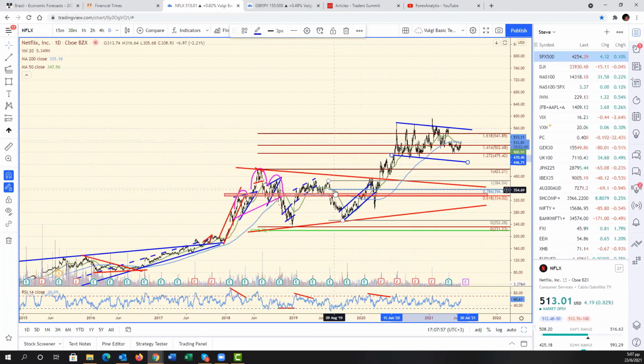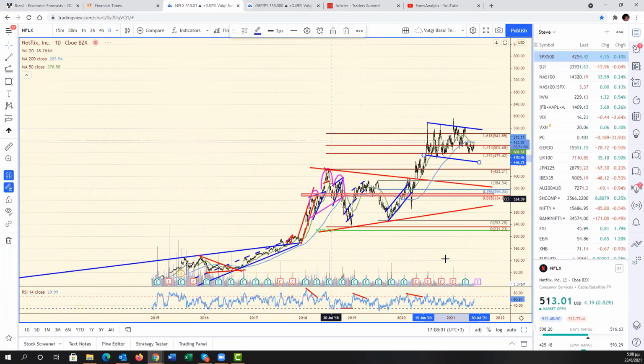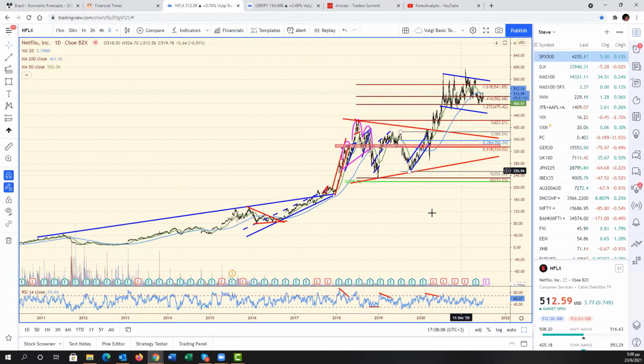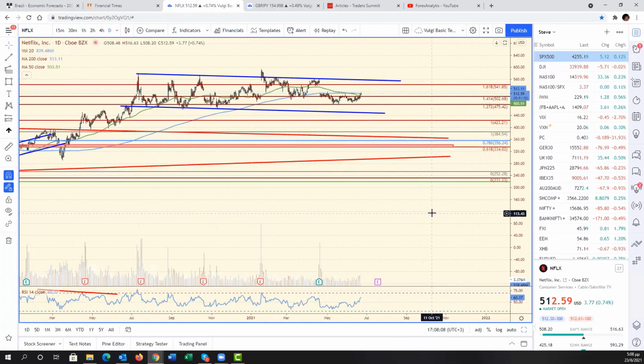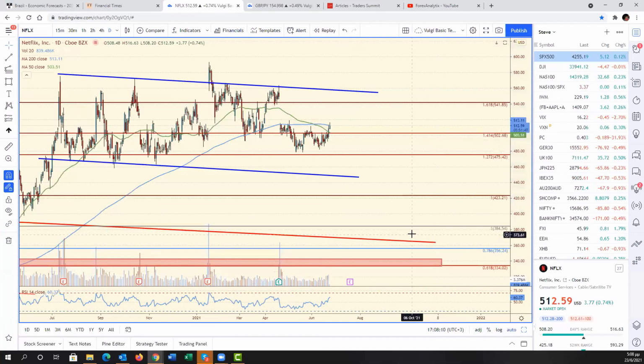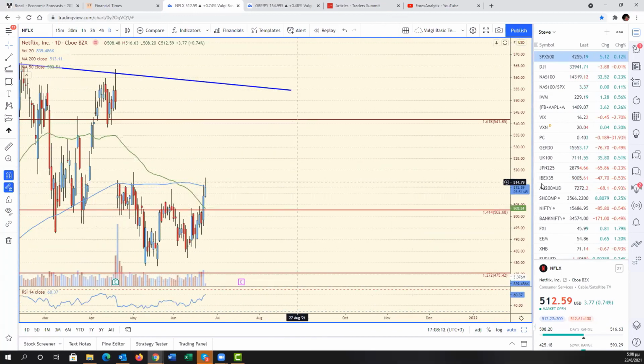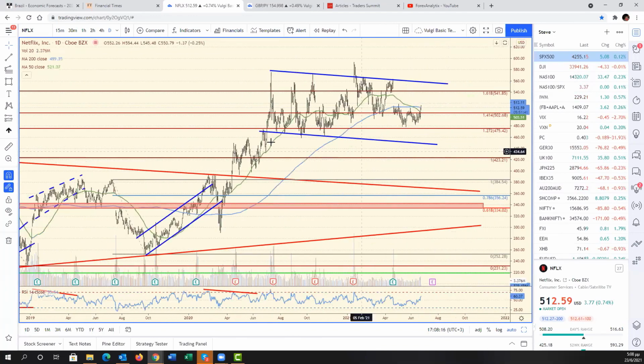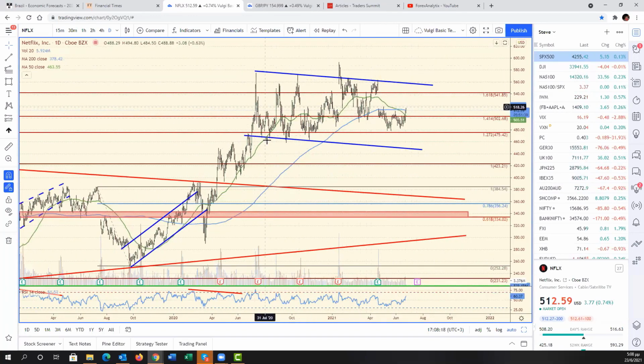As a general comment, something that has moved like this and has spent so much time consolidating, chances are that eventually it's going to end up breaking higher, right? But who knows how much longer this can keep unfolding. So just remain patient and find something else to trade.